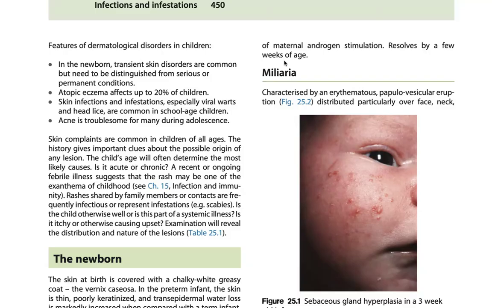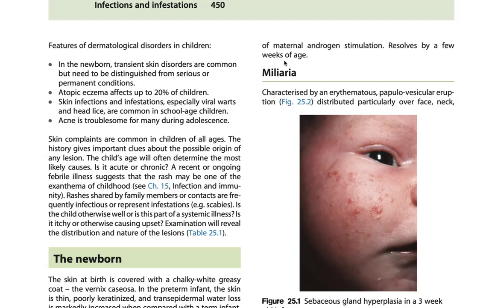Features of dermatological disorders in children and newborns: dry skin and skin disorders are common but need to be distinguished from serious permanent conditions. Atopic eczema affects up to 20% of children. Skin infections and infestations, especially viral warts and head lice, are common in school-age children. Acne is troublesome for many during adolescence. Skin complaints are common in children of all ages.